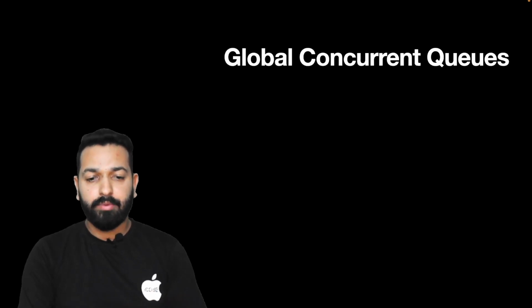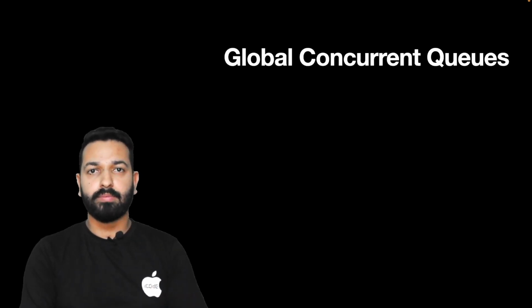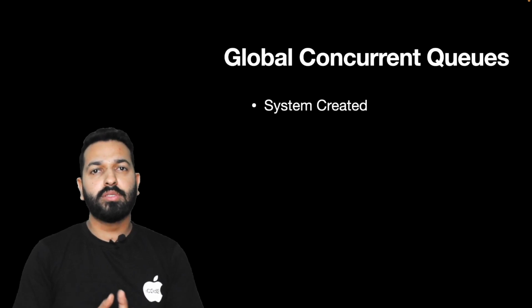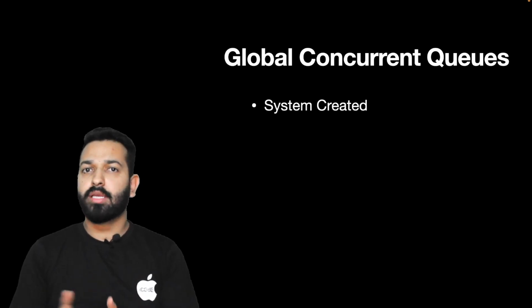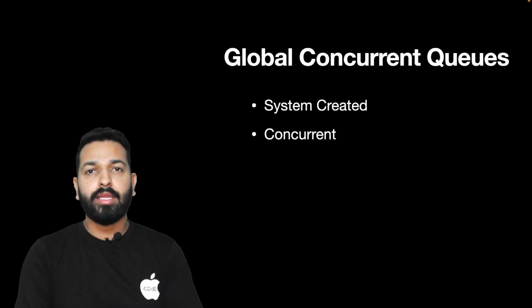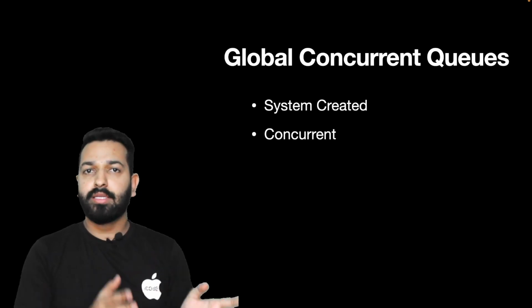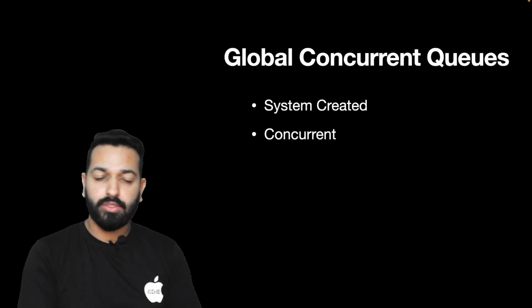Now let's move to the second type of queues, that is global concurrent queues. Global concurrent queues are also system provided queues. They are created by the system, and in that sense they are different from user created queues. They are concurrent in the nature of execution, unlike the serial queues or the main queue that we just saw.